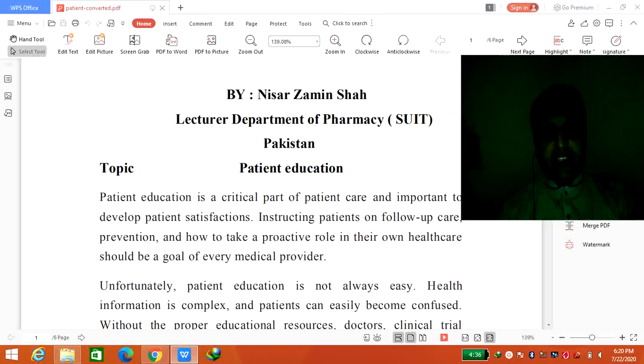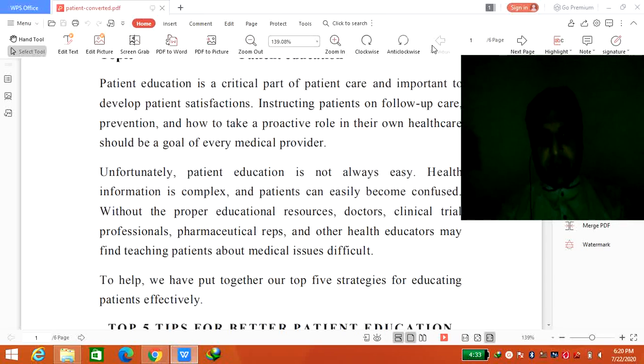As far as today's lecture is concerned, it is about patient education. Of course it is very important that we share the information regarding the patient's condition. That is very important for patient care, and also important to develop patient satisfaction. For that it is important to share information and to educate the patient regarding the illness condition, or the treatment protocol, because this plays a very important role, and we should share it in order to develop patient satisfaction.